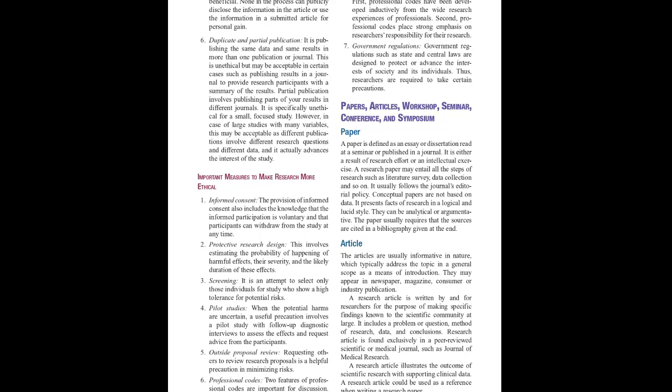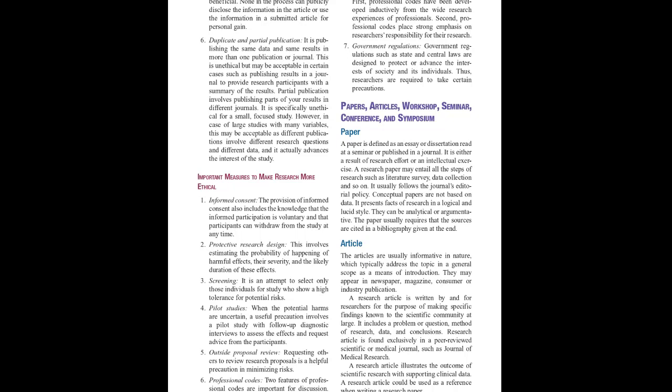It is publishing the same data and same results in more than one publication or journal. This is unethical but may be acceptable in certain cases, such as publishing results in a journal to provide research participants with a summary of the results. Partial publication involves publishing parts of your study. It is specifically unethical for a small, focused study. However, in case of large studies with many variables, this may be acceptable as different publications involve different research questions and different data, and it actually advances the interest of the study.